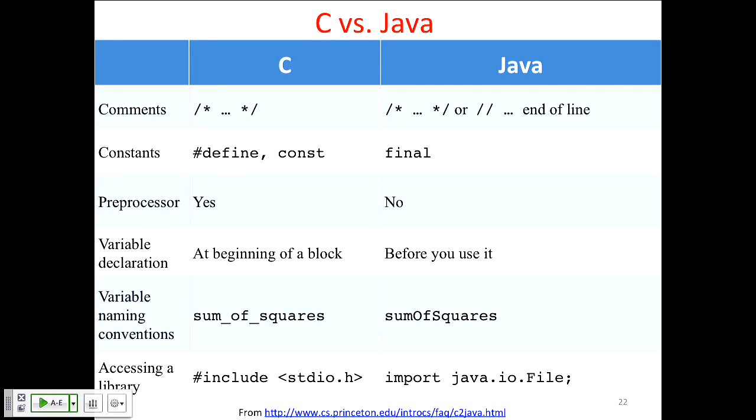So comments look very similar. A lot of the syntax of Java was borrowed from C, so Java would be accepted because there are so many C programmers out there. They needed to make Java look like C to make it acceptable. So comments like this. Now, Java has these double-slash end-of-line comments. Newer versions of C also have that.